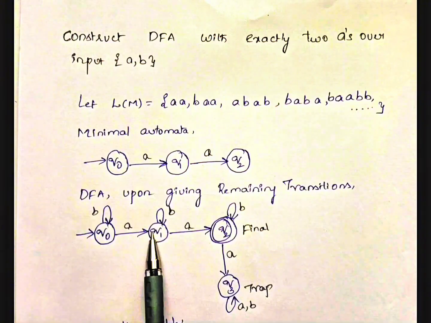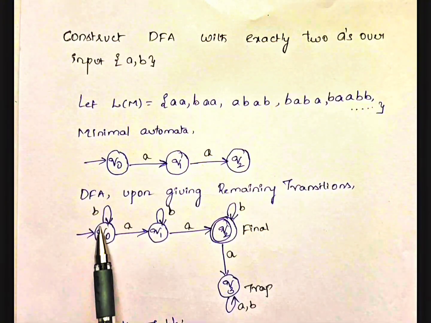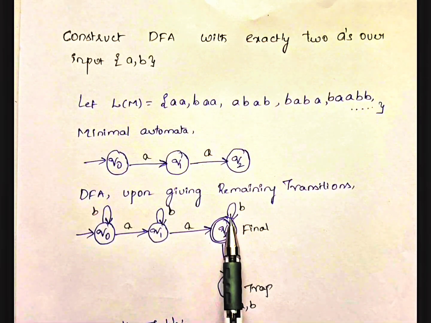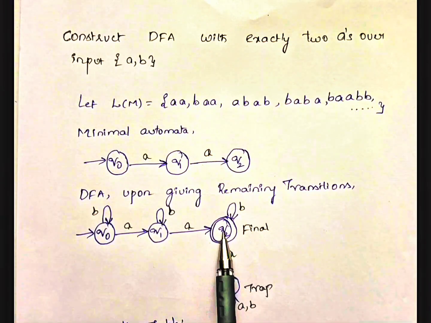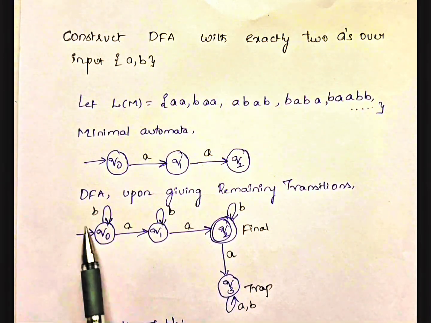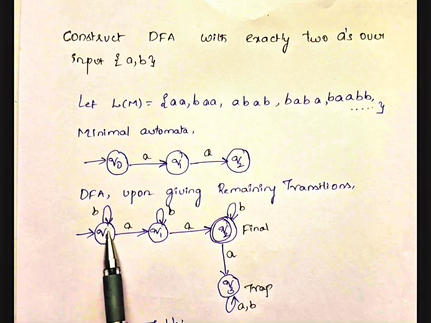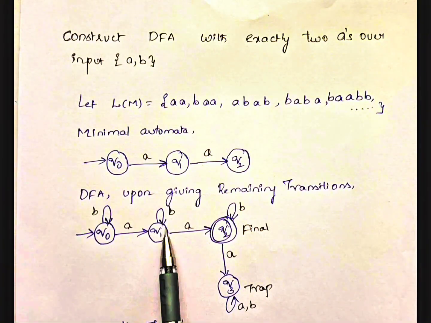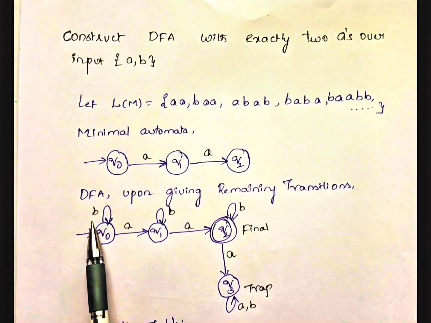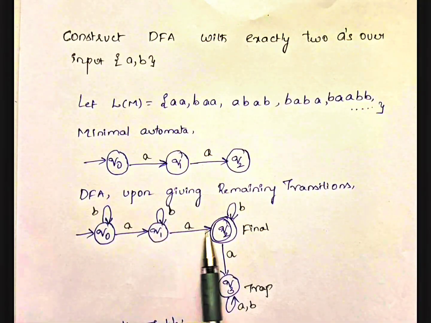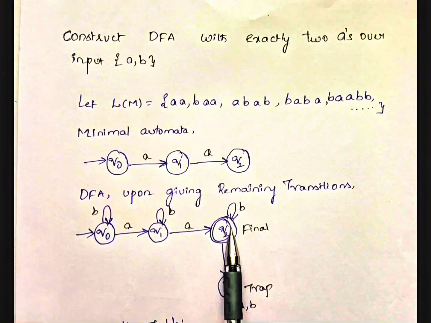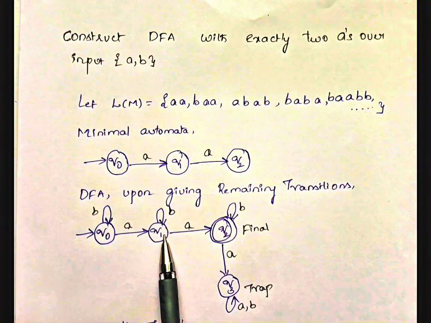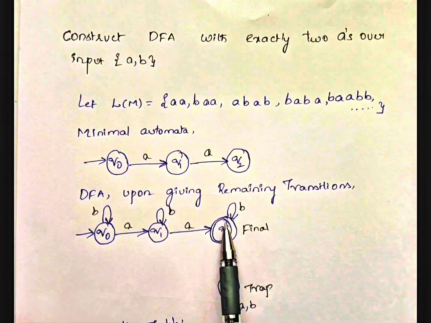So Q0 on A is already completed. Q0 on B can be connected to the same state, because the DFA has exactly two A's as input. Before these two A's, we can have any number of B's. So Q0 on B can be connected to the same state. Similarly, Q1 on B can also be connected to the same state, so that the string will be B, A, B, A. With Q2 as a final state, we have observed the string as B, A, any number of B's, A. Two A's are processed.